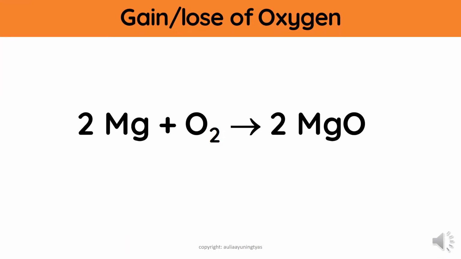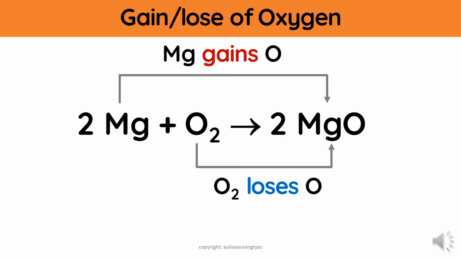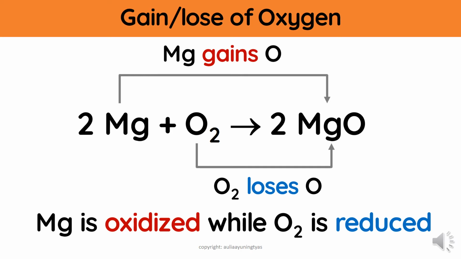In this reaction, after reaction, magnesium gains oxygen, while oxygen molecule loses oxygen. Therefore, in terms of gain or loss of oxygen, magnesium is oxidized, while oxygen is reduced.